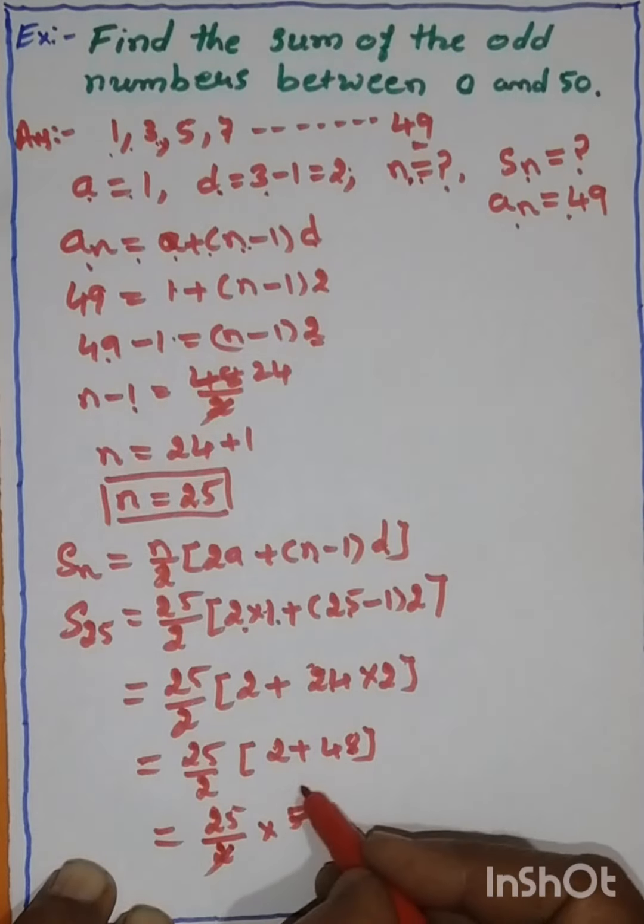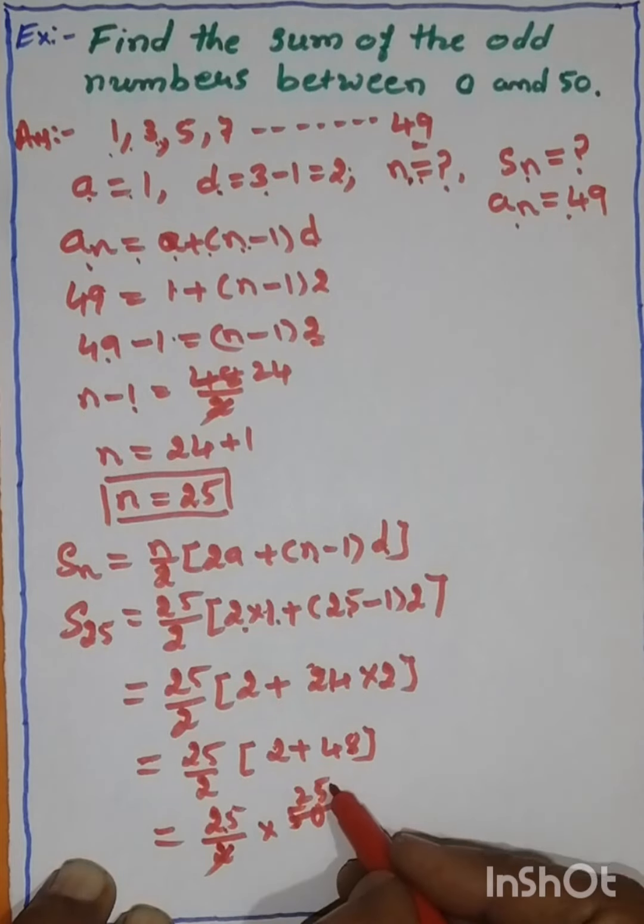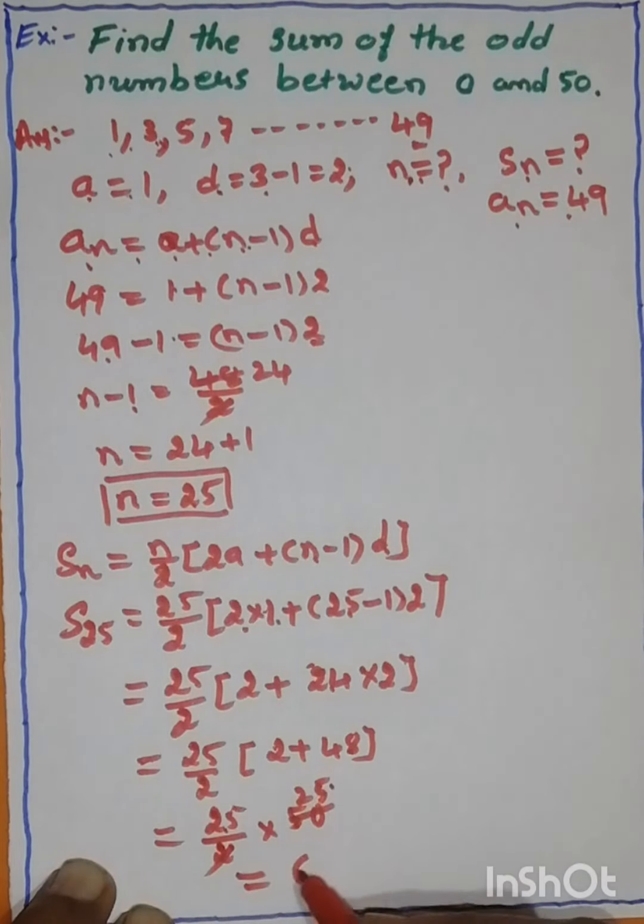2 1s are 2, 2 2s are 4, 1 remains, 10, 2 5s are 10. So 25 into 25 is 625, which is the answer.